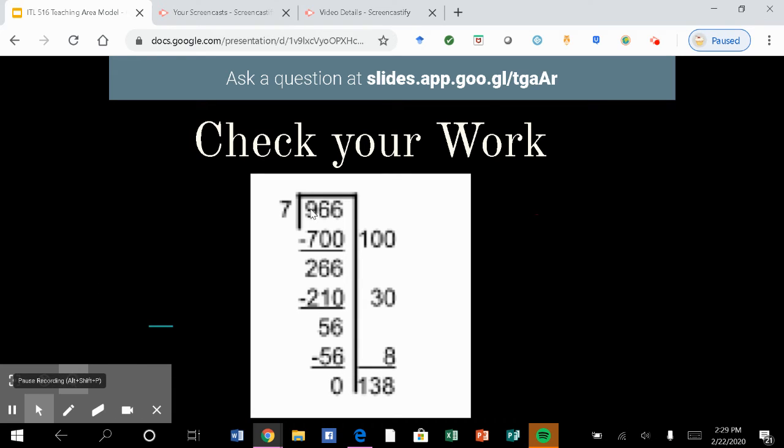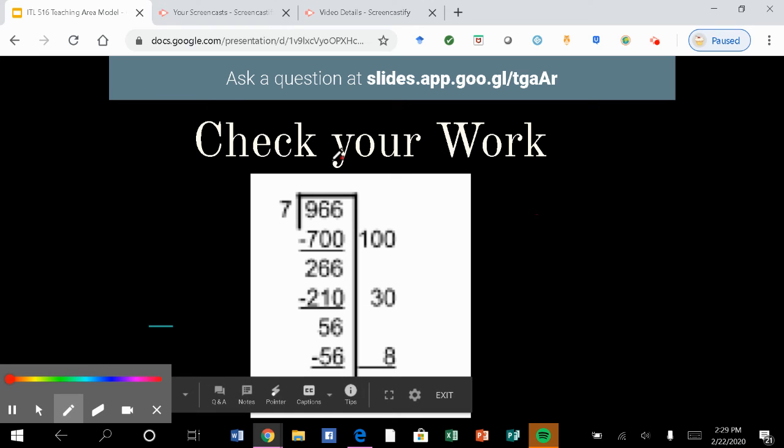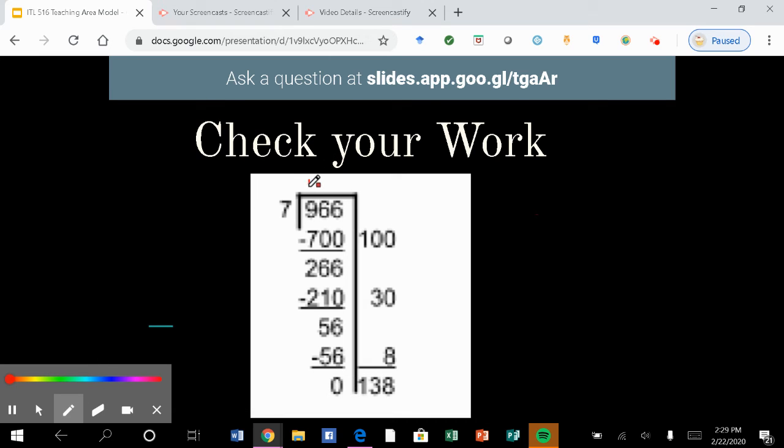We know that 100 can be split into 7, 100 times. That's why a 1 goes in the hundreds place. 1 times 7 is 7, or 100 times 7 is 700. 966 minus 700 is 266. 266 can be split into 7, 30 times, hence a 3 going into the tens place. 3 times 7 is 210.